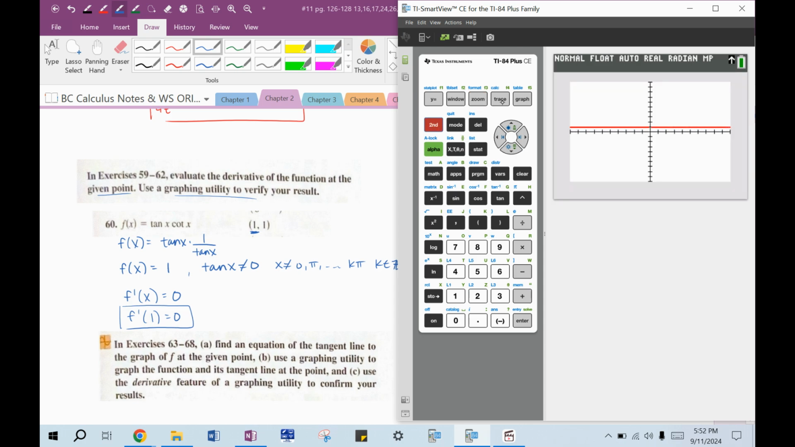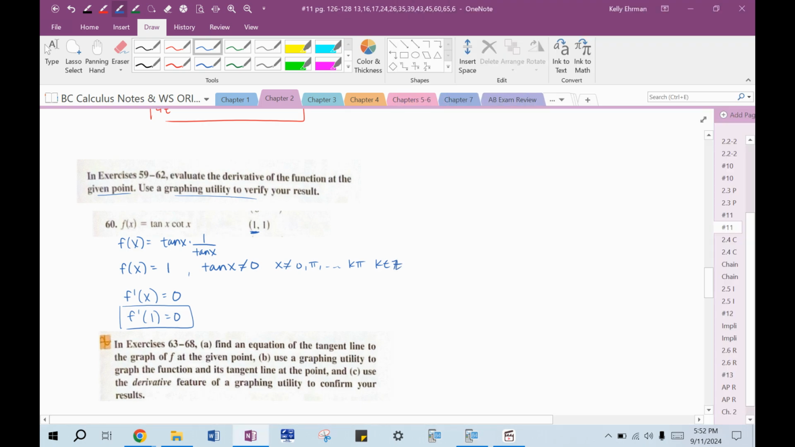If I ask it what is the value at, what did I say, a multiple of pi, right? So what's the value at pi? See how it has no answer for the y. So that's how the calculator says undefined. Or if I went to the table and found pi, it would say error. All right, but the derivative at 1, not pi, the derivative at 1 is 0.